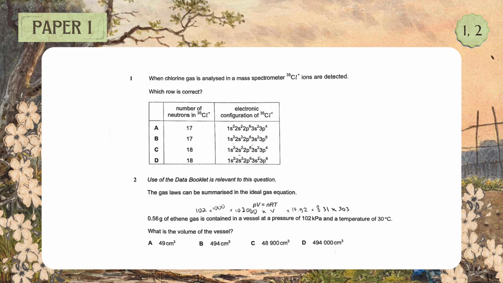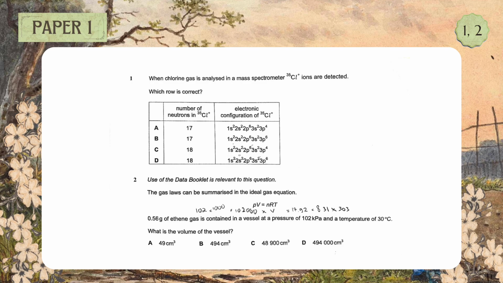First, let's get the neutrons. Chlorine's atomic number, which you can find on the periodic table, is 17. That means it has 17 protons. The mass number given to us here is 35. To find the neutrons, we just have to take the mass number and subtract the proton number. So 35 minus 17 is 18 neutrons. That immediately eliminates options A and B.